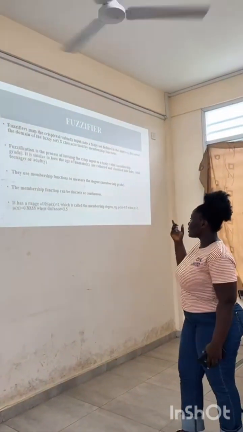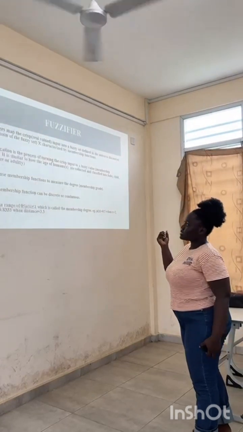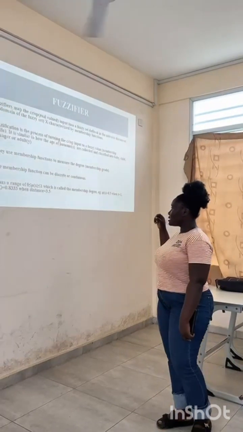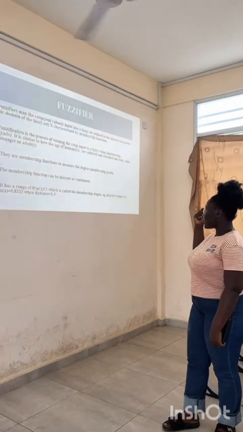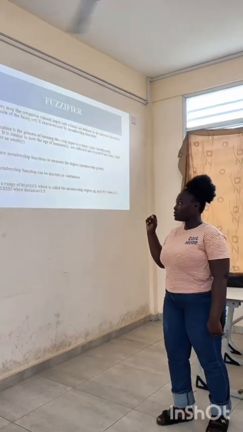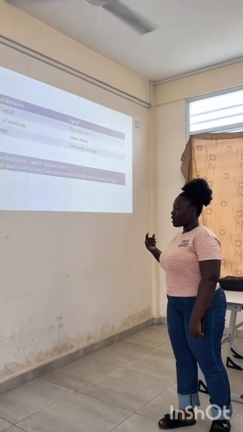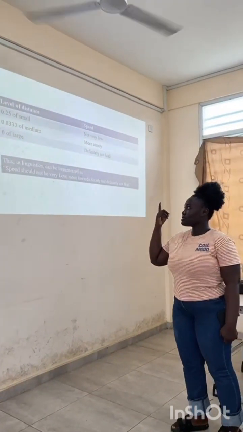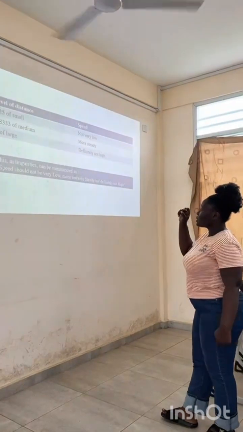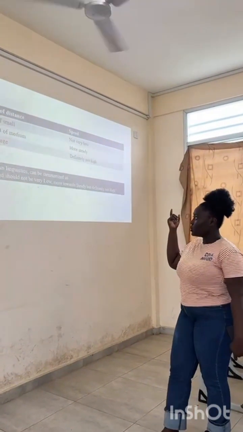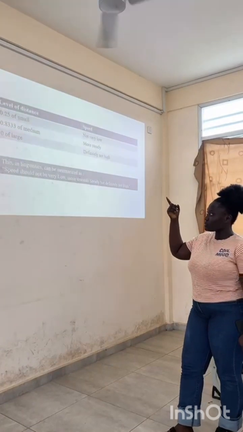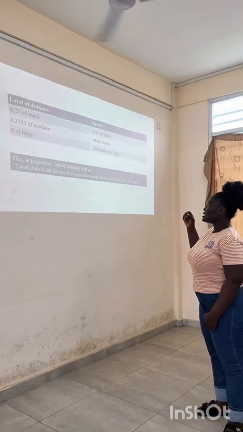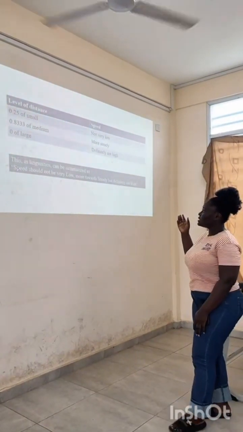The process of turning the crisp input to a fuzzy value is the membership grade. It is similar to how the ages of humans are collected and classified into baby, child, teenager, or adult. So we have the level of distance and the speed. 0.25 of the small means the speed is not very low. 0.888333 of the medium means it's a small speed. And 0 of the large means the speed is definitely not high.